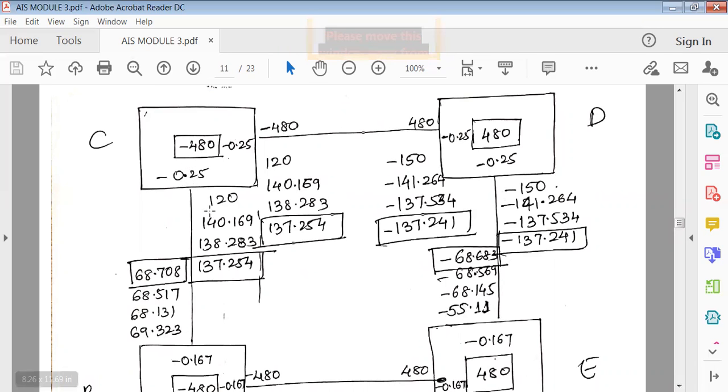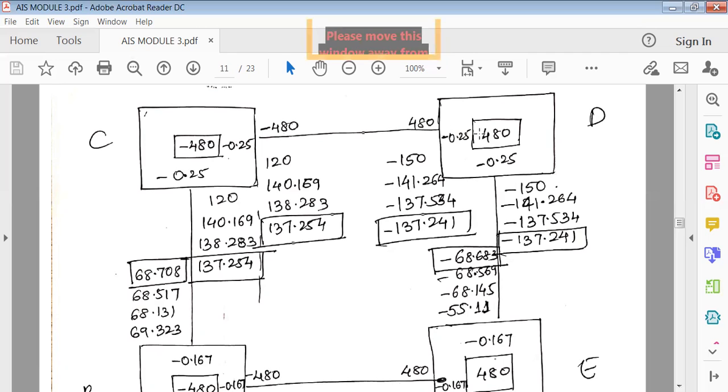Similarly, again from C, if you have to consider the lower portion from the column, it is plus 69.323. Whatever moments exist, you add the moments, then multiply by minus 0.25. So into minus 0.25 is 140.169. Similarly, it is the second iteration, write it here also. C connects D also and the column also. So it is 140.169.